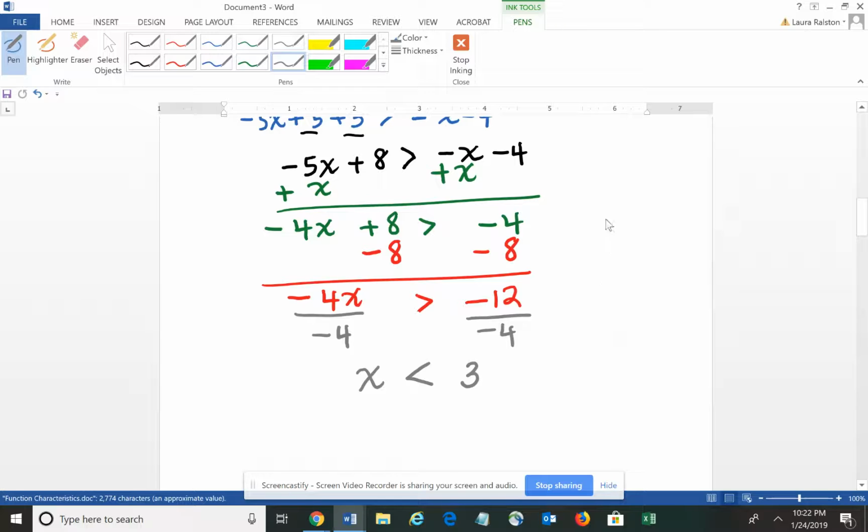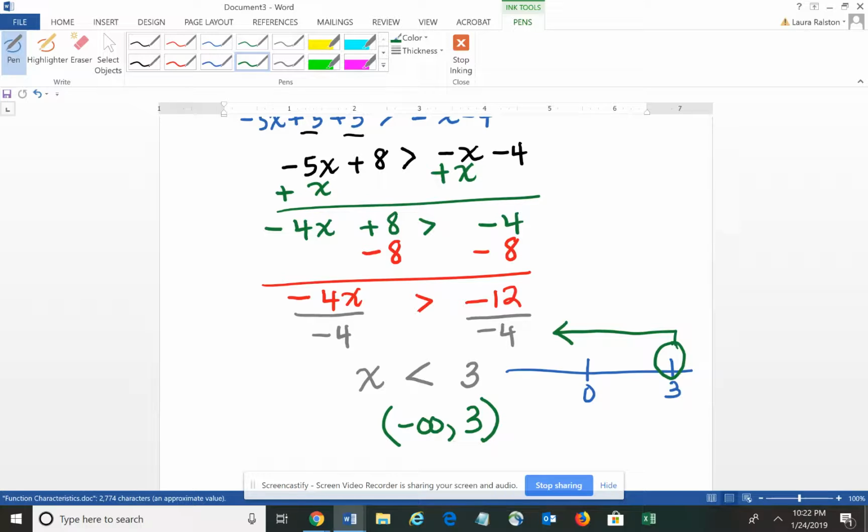Looking at that on a number line then, you'd have your 0 in the middle. Here's 3. The 3, its x is less than 3, so 3 is not usable, so we'd have an open circle, and less than goes to the left. So that would give me from negative infinity on the left up to 3, not including it, so we use a parenthesis. So the interval would be negative infinity to 3.